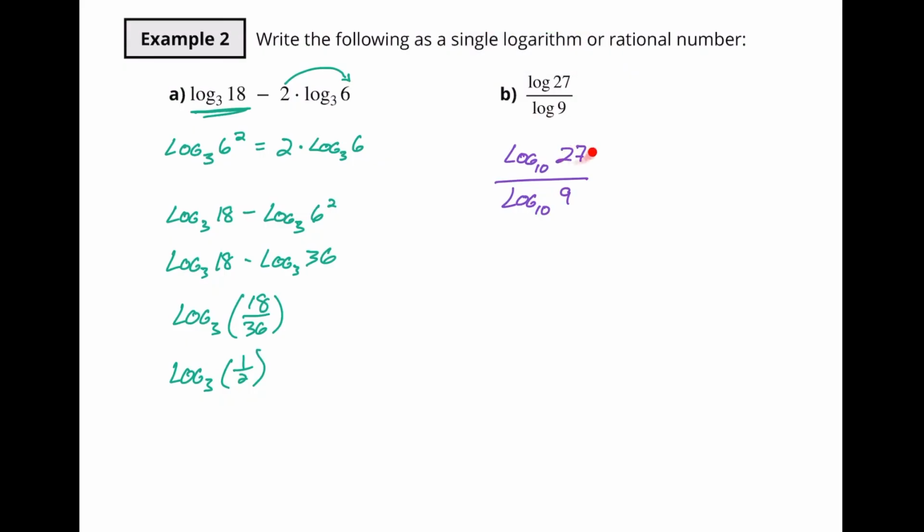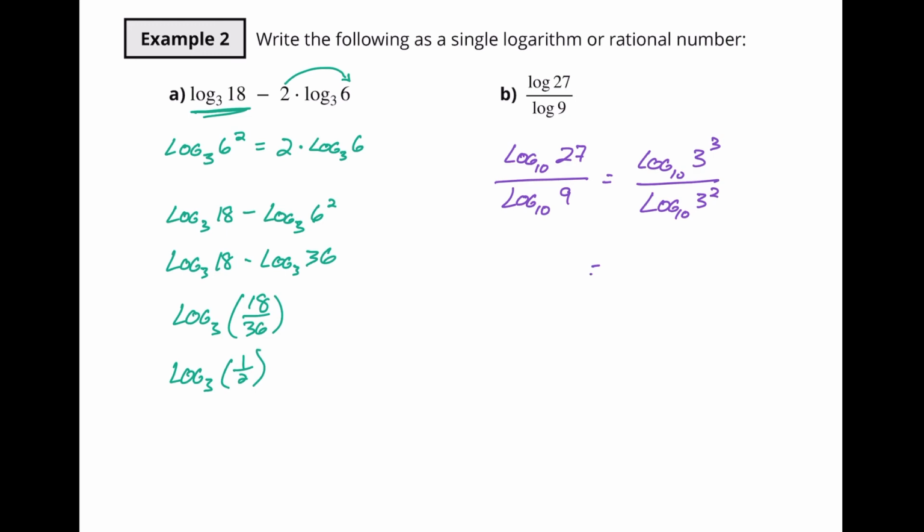So 27 and 9, these things are both powers of 3. So I'm going to rewrite this as powers of 3. So that's going to equal log base 10 of 3 cubed. 3 times 3 is 9, times 3 is 27. Over log base 10 of 3 squared. 3 times 3 is 9. So these two pieces represent these numbers right here.